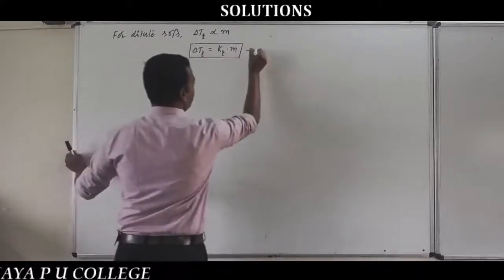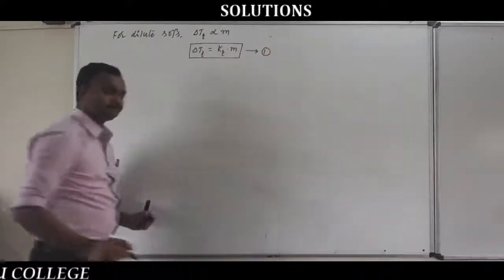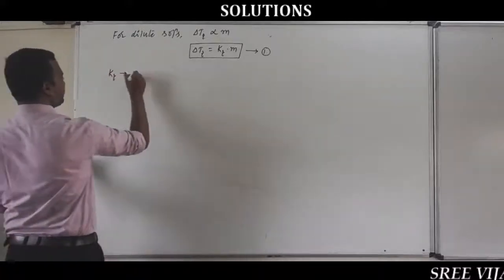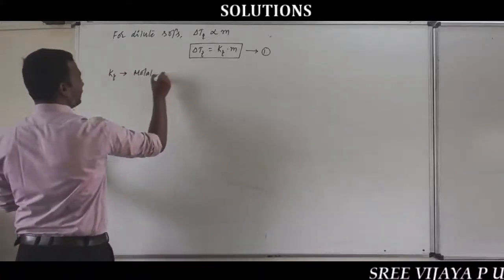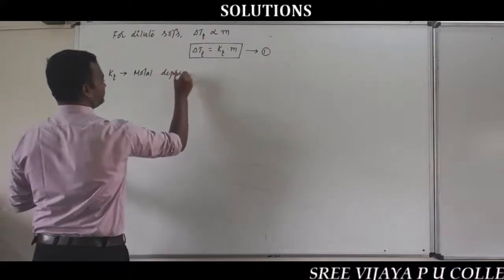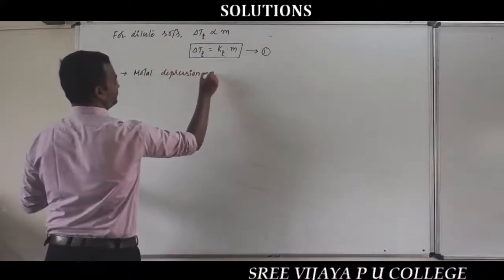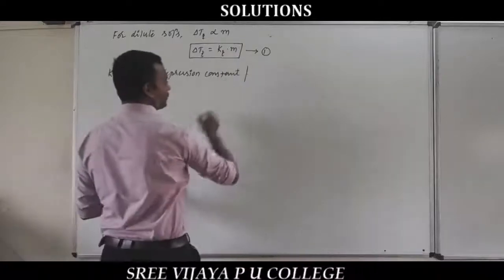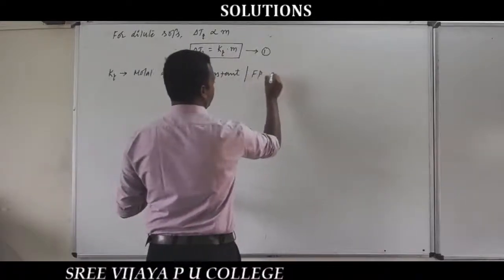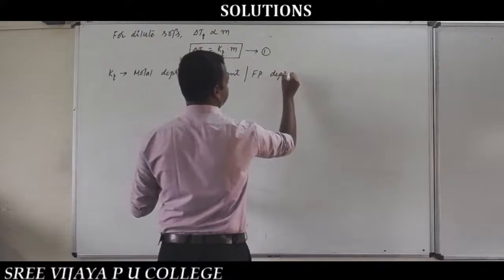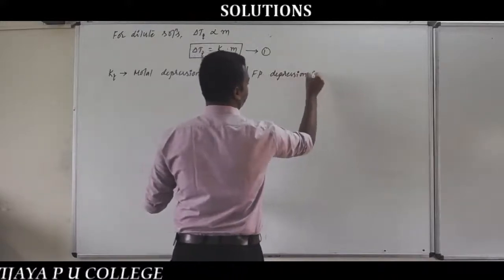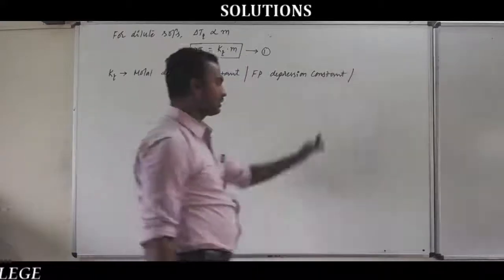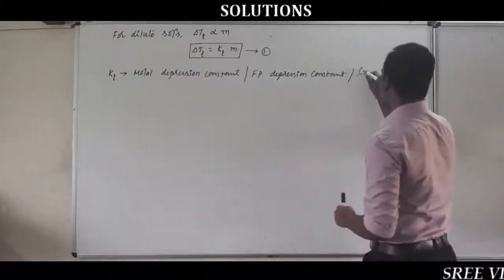Again, this is a very important equation, called equation number 1. Then what is KF? KF is the molar depression constant, which is also called the freezing point depression constant, or also called the cryoscopic constant.